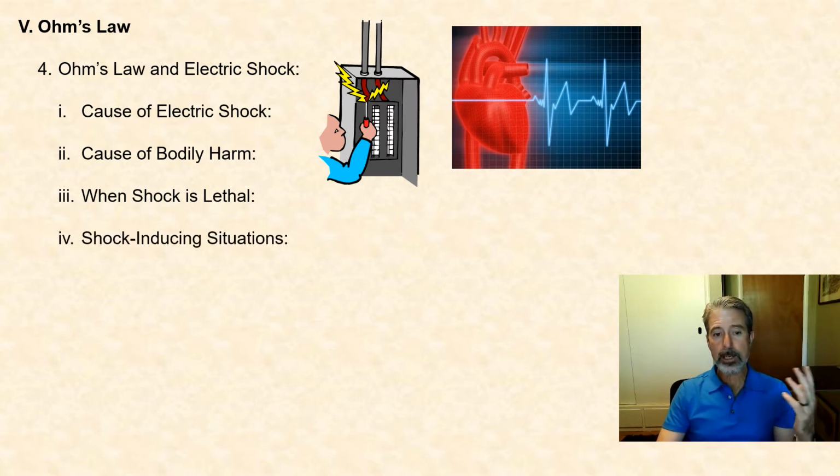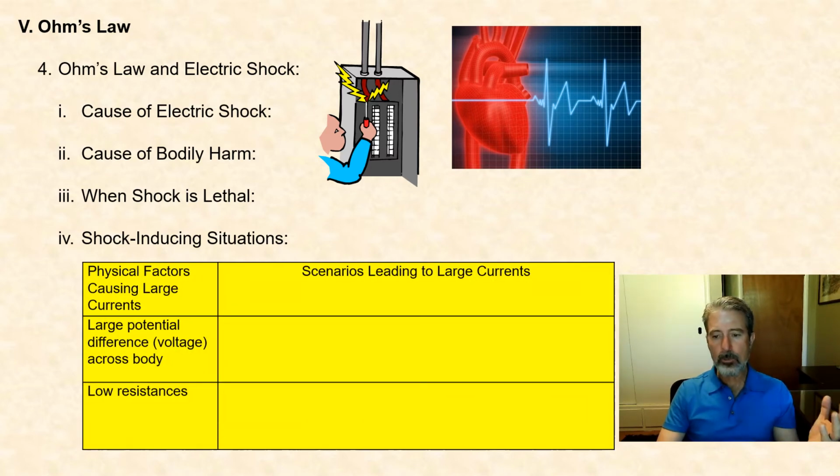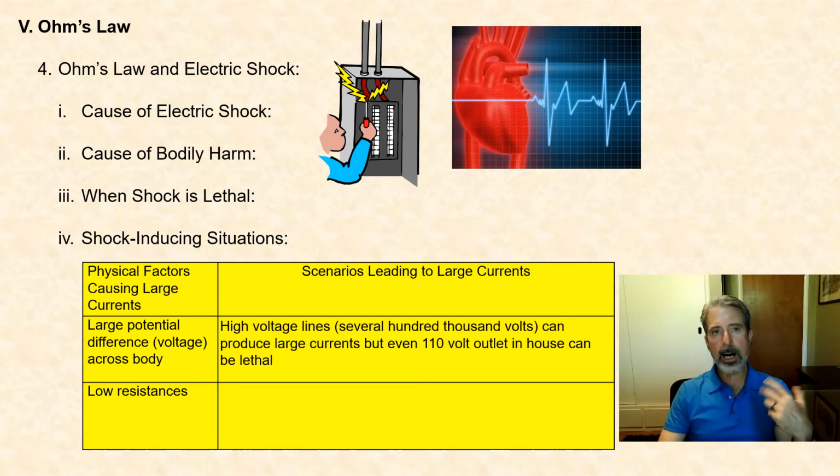So, if we ask the question, what are shock-inducing situations? That is, what are the scenarios that lead to shock? Well, certainly when we look at what Ohm's law tells us, any scenario where there is a large potential difference across your body puts you at high risk of having a large current through your body. Certainly, you know that the high voltage lines that you see running along the canal banks controlled by MID, no surprise there that several 100,000 volts would certainly lead to a situation where a large current could exist in your body.